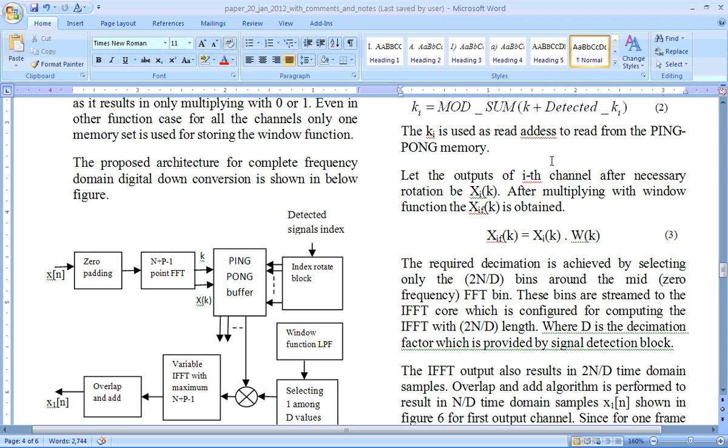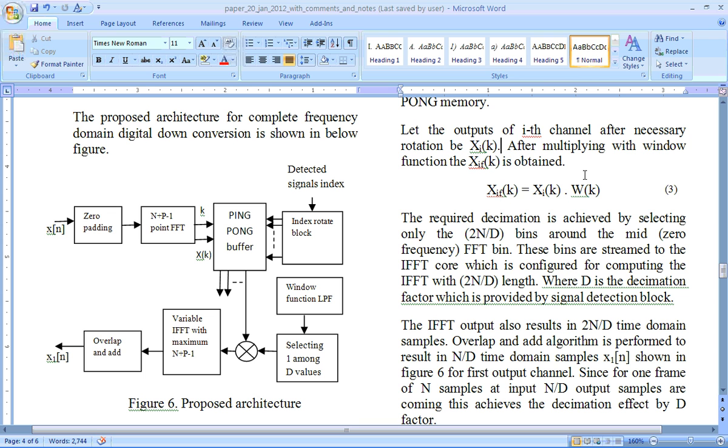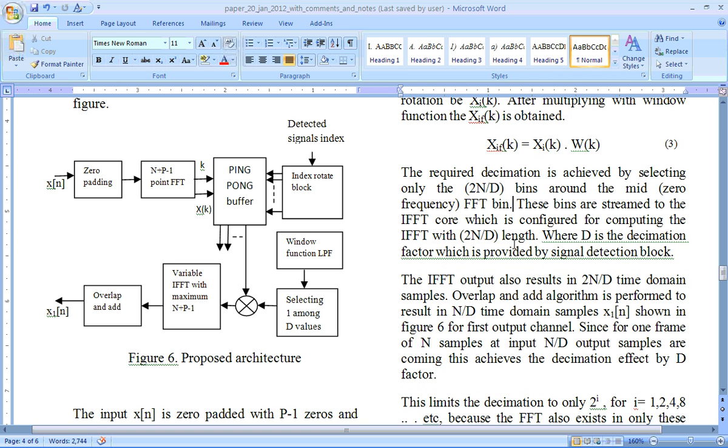Let the output of the ith channel after necessary rotation be xi of k. After multiplying with the window function, si of xi of fk is obtained. The required decimation is achieved by selecting only 2n by d bins around the mid frequency FFT bin. These bins are streamed to the IFFT core, which is configured for computing the IFFT with 2n by d length, where d is a decimation factor which is provided by the signal detection block.